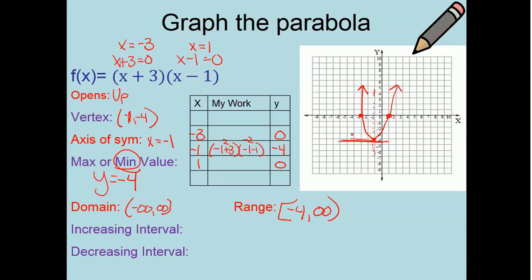Let's look at our increasing and decreasing. Well, something's got to be going on here, and something's got to be going on here, right? Because it's the turnaround point that's going to mark my increasing and decreasing interval change. So it looks like it's going down here, right? So from -infinity to -1, I'm going downwards. And increasing, I'm going from -1 to infinity. Because my graph looks like it's going upwards.